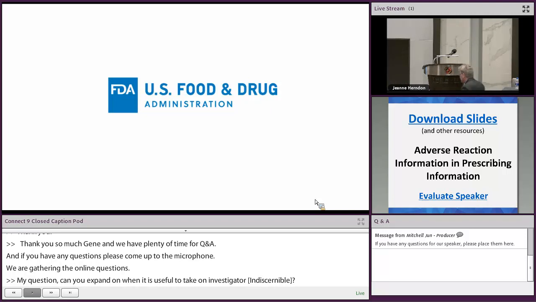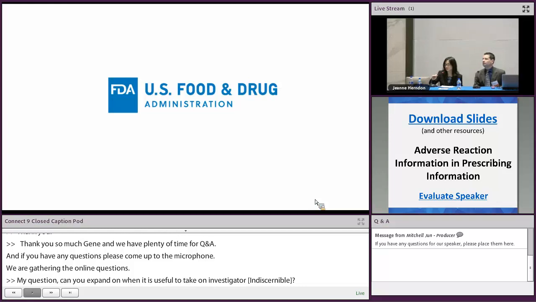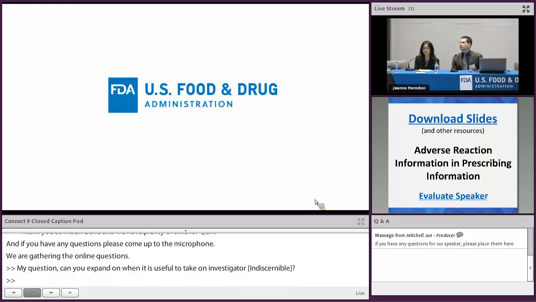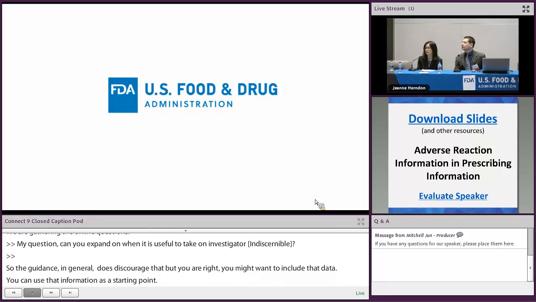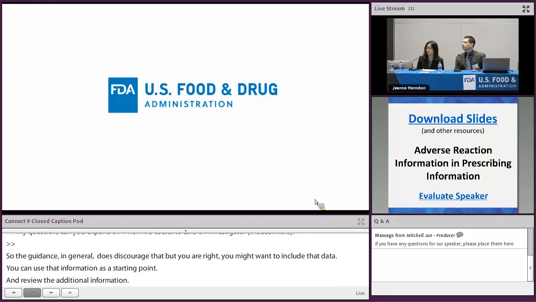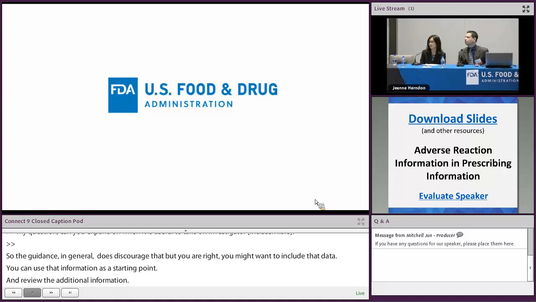Thank you for that question. So the guidance in general just says to discourage that, but you're absolutely right, I agree with you that you wouldn't ignore that data. You can use that information as a starting point, and then review the additional information across investigators. For example, I think the reason the guidance discourages that is that you don't want individual investigator bias. But if you've got the benefit of looking across the entire safety database and you can see across different regions and across different investigators their assessments, and they are all aligned with each other and aligned with your own assessment, then sure, you can use that.